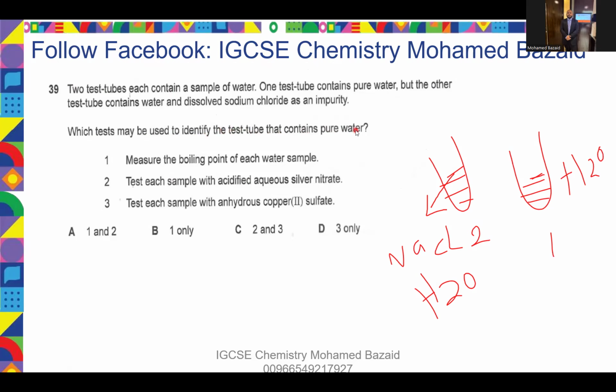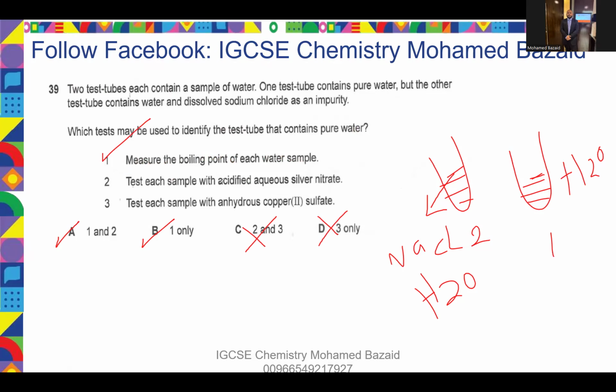As you know, to test the purity of water, we use the measuring of boiling point. If the boiling point is 100 degrees Celsius, the water sample is pure. Number one says measure the boiling point of each water sample. Yes, this is true. Number one, true. So the answer is letter A or letter B. I will cancel C because it doesn't contain one, and I cancel D because it doesn't contain one as well.